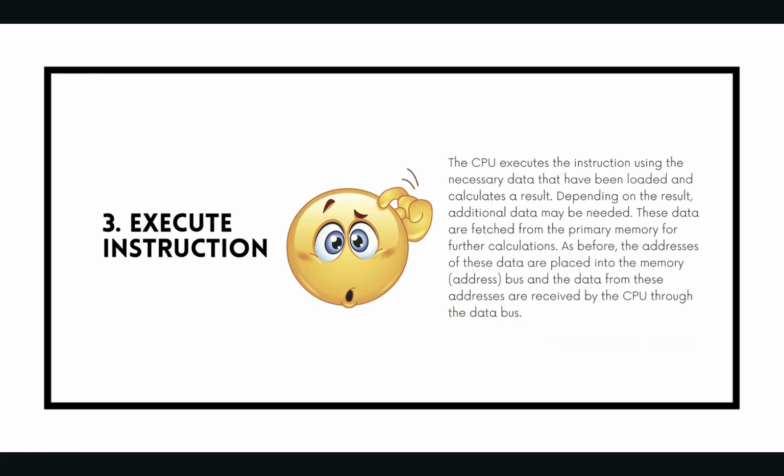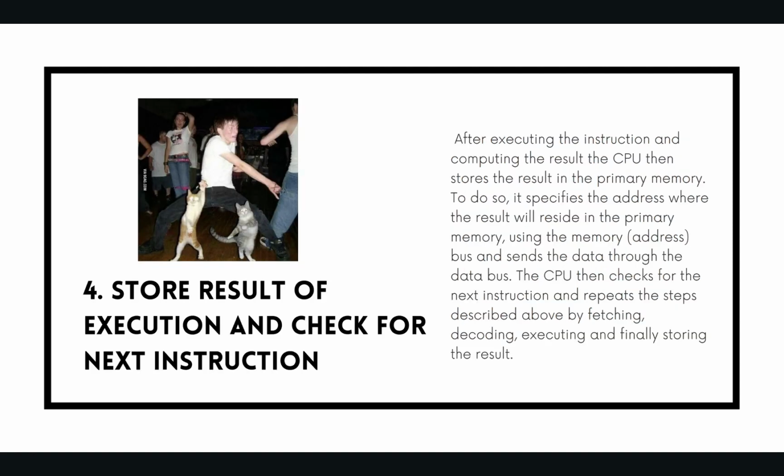Next one is execute the instruction. So the instruction should be performed. The CPU executes the instruction using the necessary data that have been loaded and calculates a result. Depending on the result, additional data may be needed. These data are fetched from the primary memory for further calculations. As before, the addresses of this data are placed into the memory address bus, and the data from these addresses are received by the CPU through the data bus.